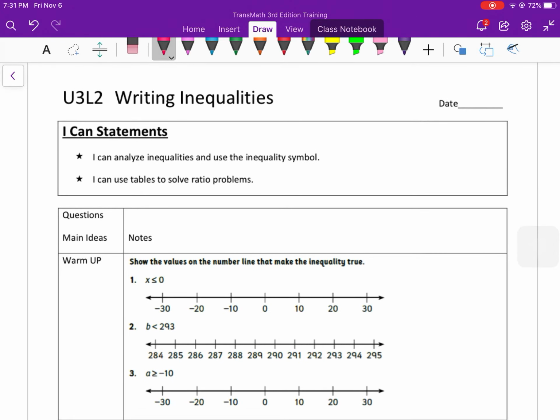Welcome back. Today we're going to write inequalities. So focusing on writing inequalities.